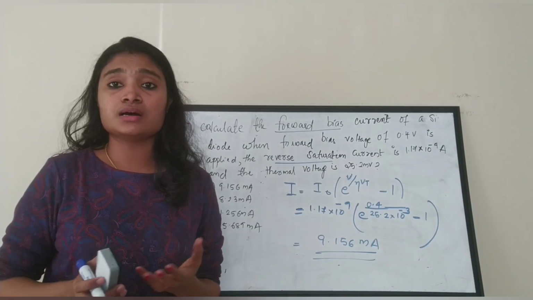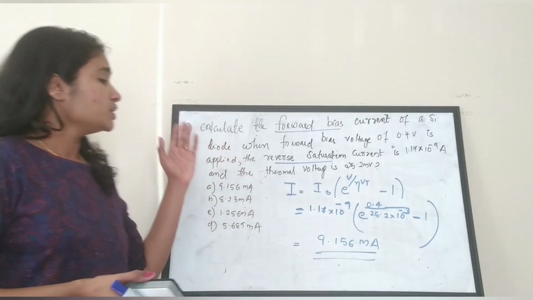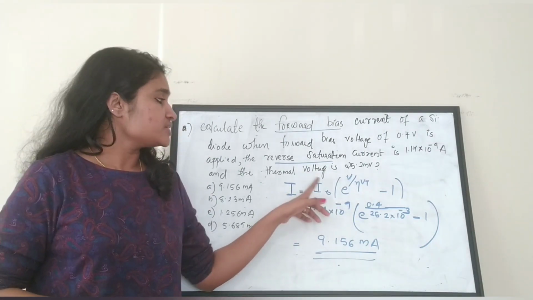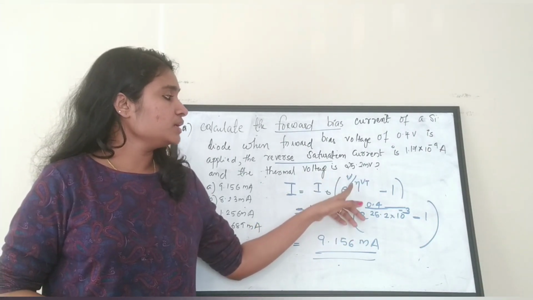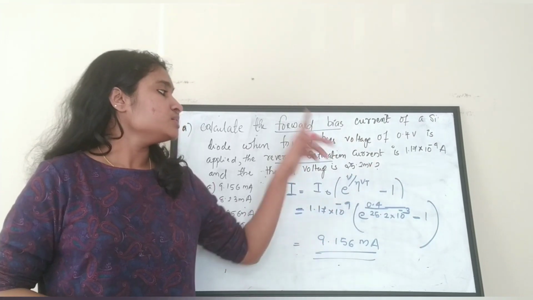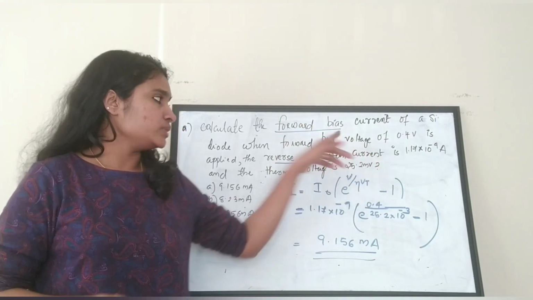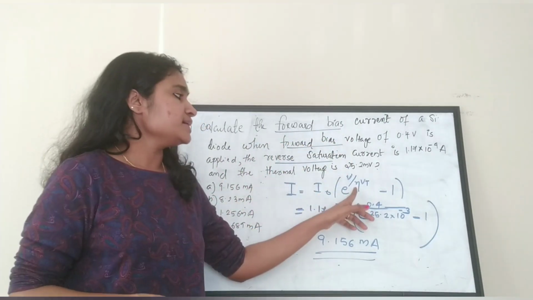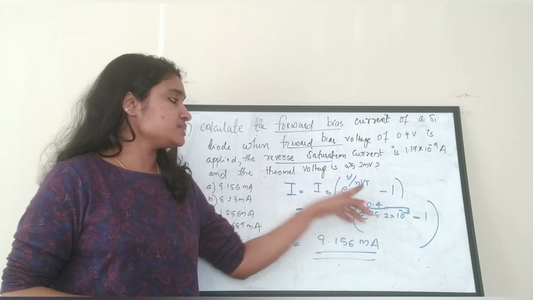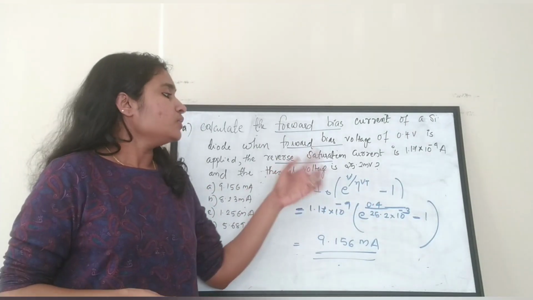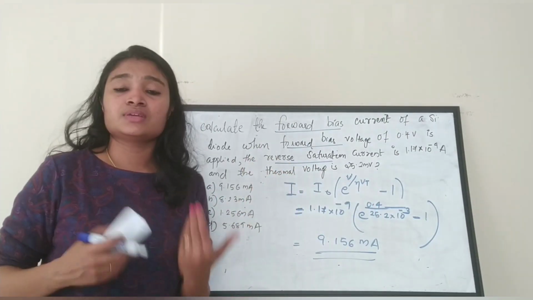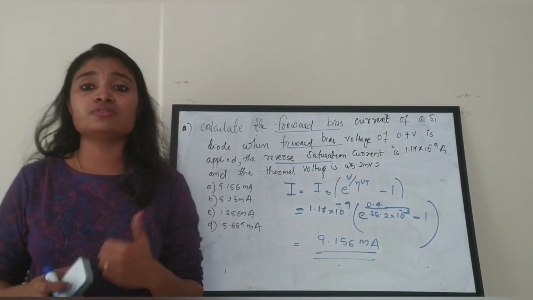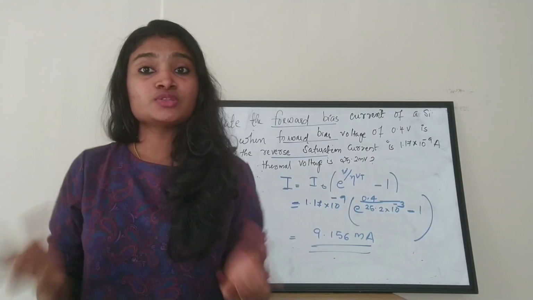Here it is asked for the forward bias current. Okay, so in order to find the forward bias current, the equation is the reverse saturation current into e raised to V by eta Vt, minus 1. So here V is the forward bias voltage, that is the voltage applied to turn on the diode. Eta is the ideality factor, Vt is the thermal voltage. Okay, so if you substitute these values, you can directly obtain the result, and the result here is option A, which is 9.156 milliampere. So that's all for this video.